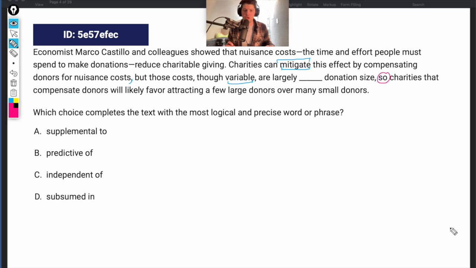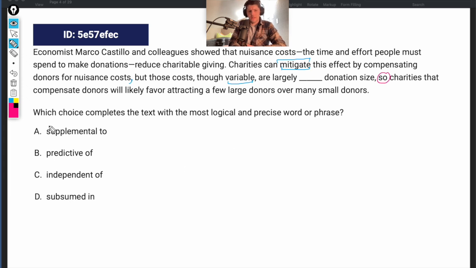Charities that compensate donors will likely favor attracting a few large donors over many small donors. Okay. The costs are largely blank donation size. So something about the donation size. Therefore, the charities will favor attracting big donors over small donors. Okay. So the costs of charitable giving.